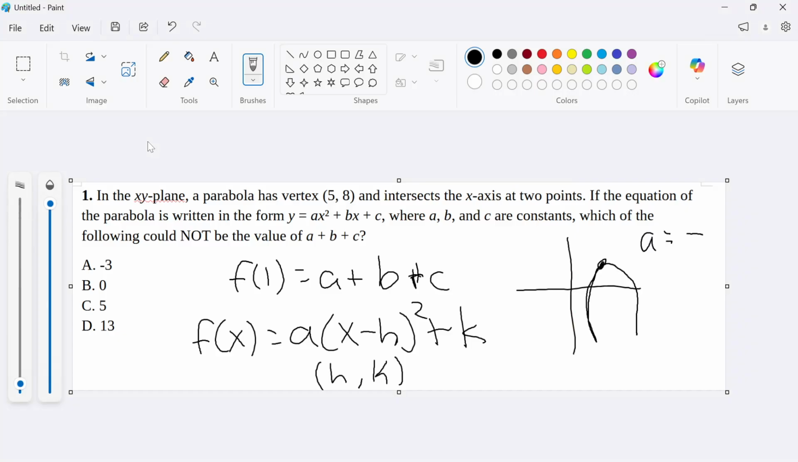So let me see. It says, which of the following could not? So the only possible values are smaller than 8. So negative 3 is smaller than 8. It could be that. 0 is smaller than 8. 5 is smaller than 8. 13 is the only one not smaller than 8. Therefore, the answer to this question is 13.